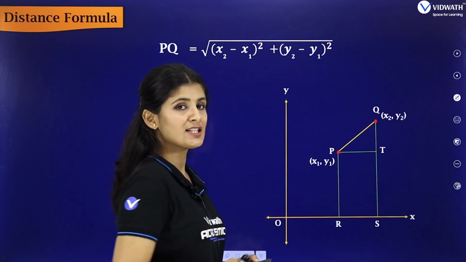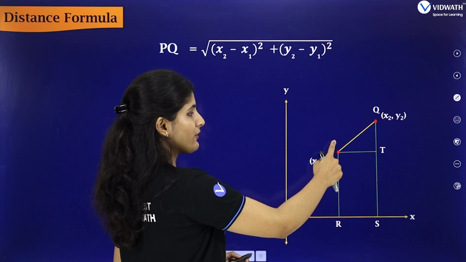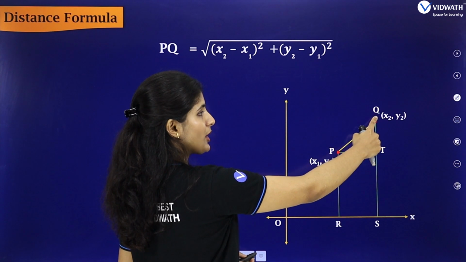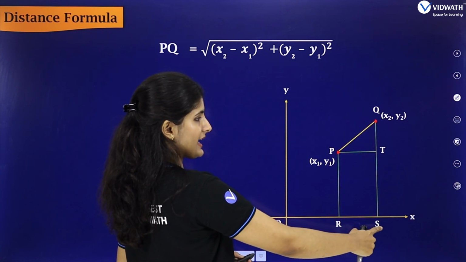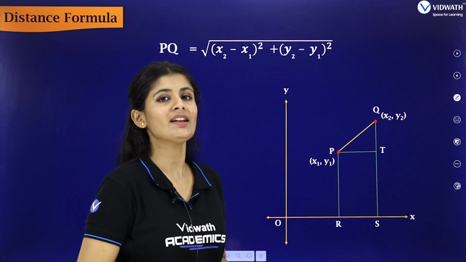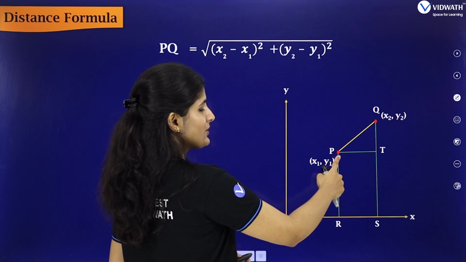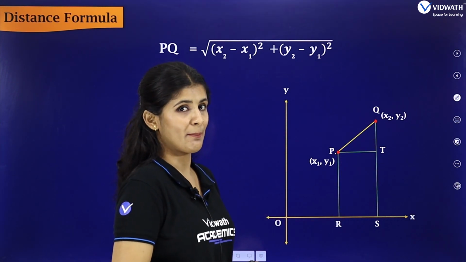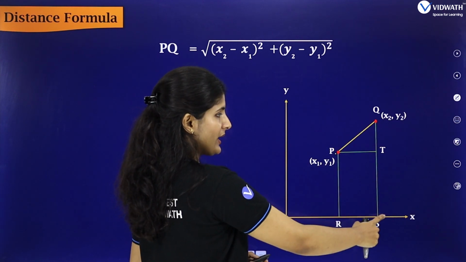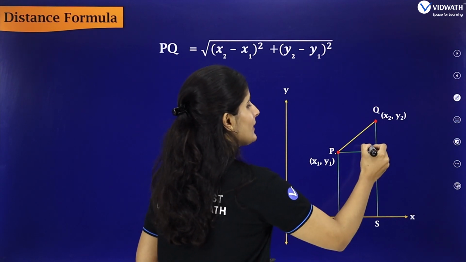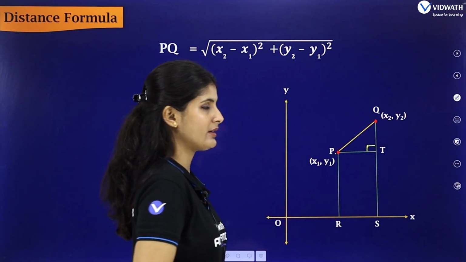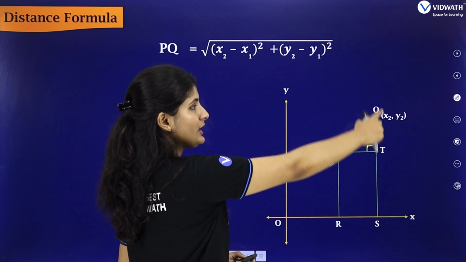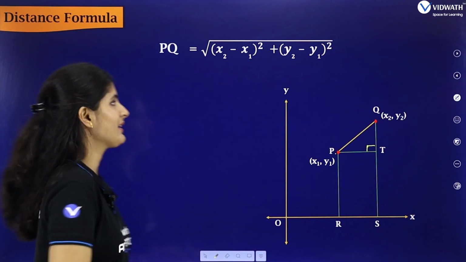In order to find the distance PQ, let me first draw a perpendicular from the point P to the x-axis, meeting the x-axis at R. Also, let me draw a perpendicular from the point Q to the x-axis, meeting the x-axis at the point S. Now, let me also draw a perpendicular from the point P to the line QS, meeting QS at T. We can notice here that the angle T formed here is a 90-degree angle. Therefore, triangle PTQ is a right angle triangle.